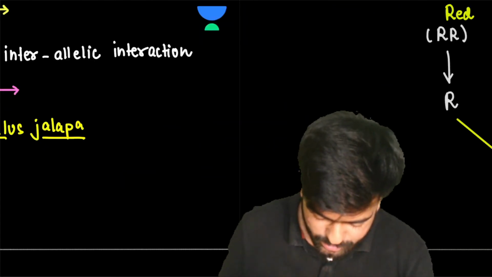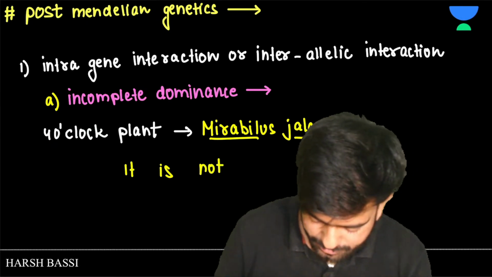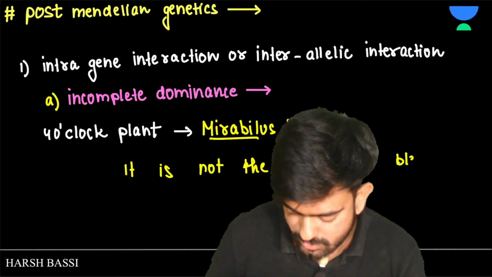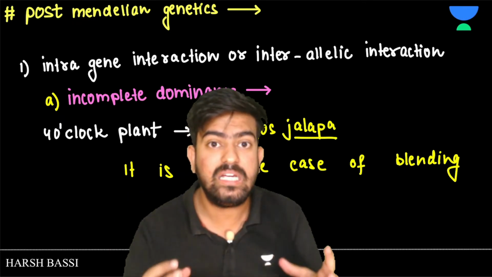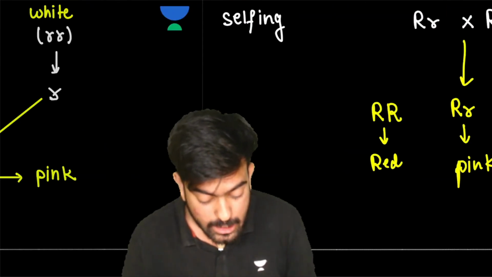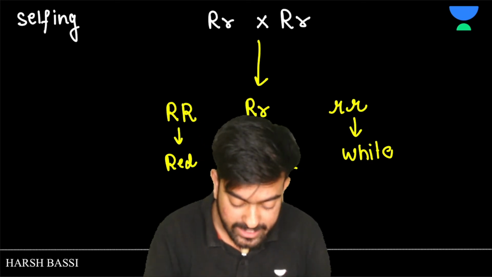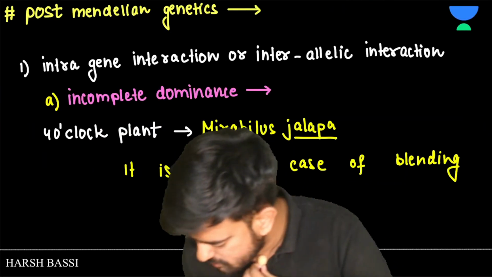This is not the case of blending. Incomplete dominance is not the case of blending. It's not blending. Why? If it were blending, just imagine if you had blended the colors, how would you have again got red and white color separately? So the color is not blending. The reason behind the pink color is due to the condition known as incomplete dominance. Clear to everyone? Great.